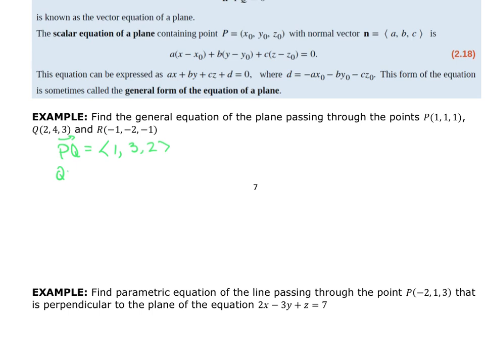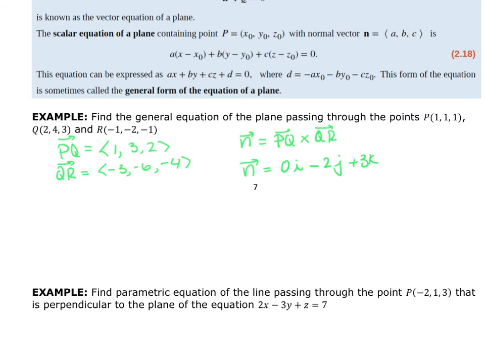From Q to R is my second vector, and it's going to be negative 1 minus 2, which gives me negative 3. Negative 2 minus 4 gives me negative 6. And negative 1 minus 3 gives me negative 4. So there's my second vector. To find the vector n, which is going to be orthogonal to both, we know it's going to be the vector formed with the cross product of P to Q and Q to R. When I do this cross product, I get 0 times i, minus 2 times j, plus 3 times k.